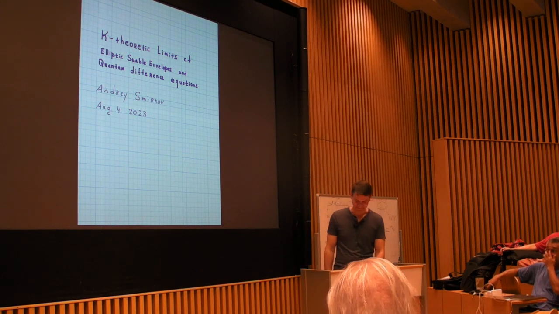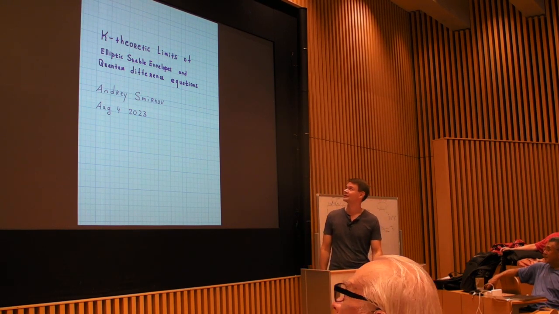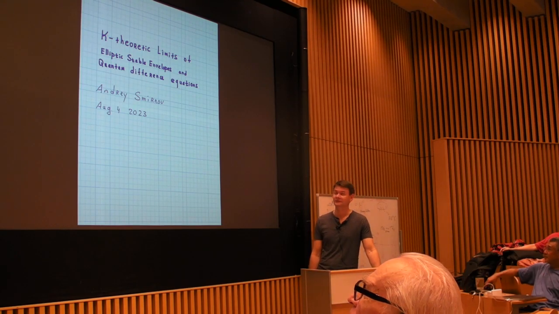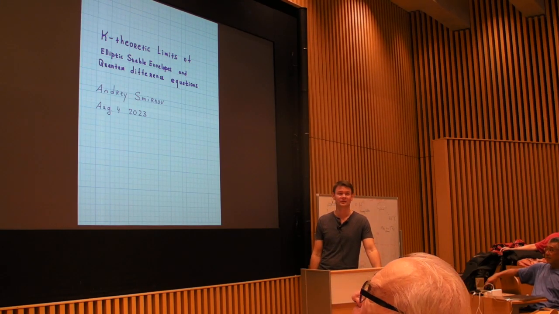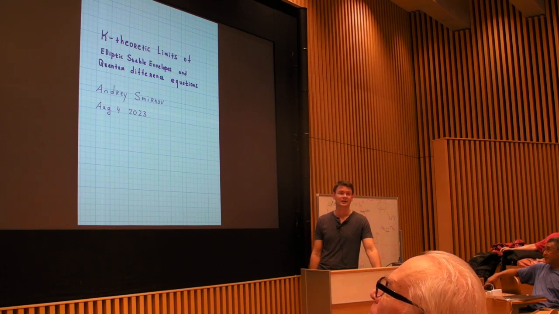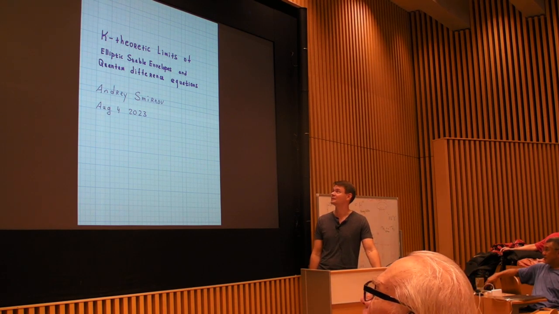I'm going to talk about K-theoretic limits of elliptic stable envelopes and how they can be used to construct quantum difference equations for Nakajima varieties.